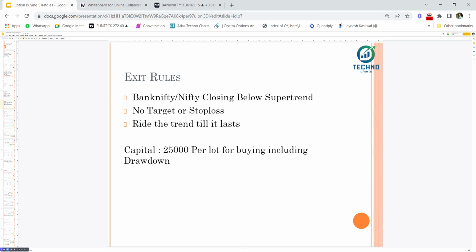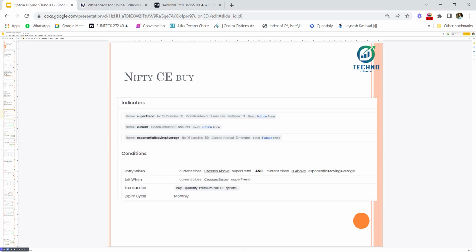Basically the super trend is there as a trailing stop loss, so you're not going to lose more than, let's say, 100 rupees or 5000 rupees in any kind of trade, right? The capital that we need basically is 2500 per lot for buying including drawdown, 25,000. Okay, now when are we going to buy?